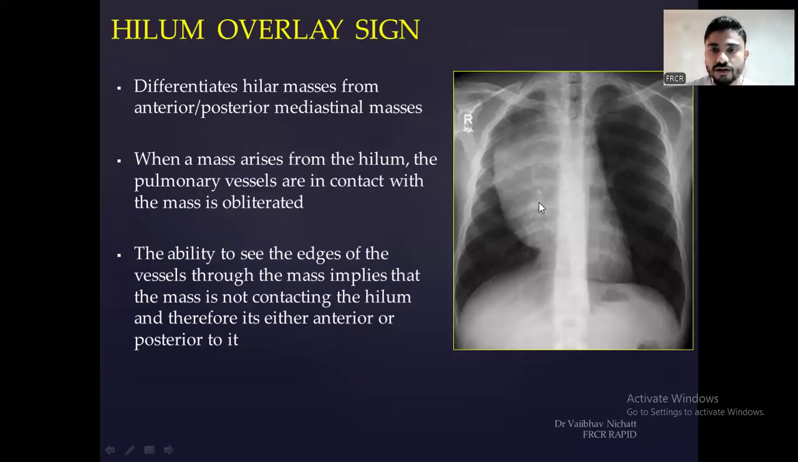But if you can spot a pulmonary vessel traversing through the opacity, that means the mass is not arising from the middle mediastinum. It is either arising from the anterior or posterior mediastinum. So the ability to see the edges of the vessel through the mass implies that the mass is not contacting the hilum, and therefore it is either anterior or posterior to it.